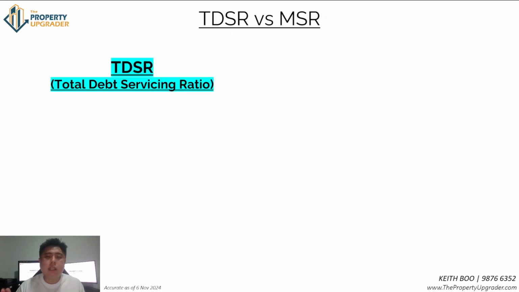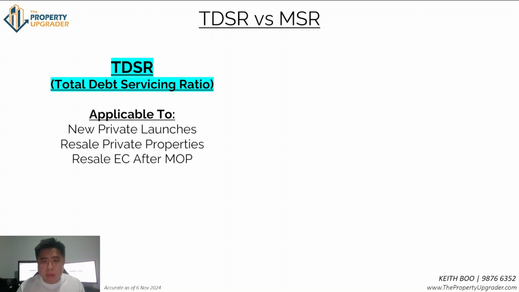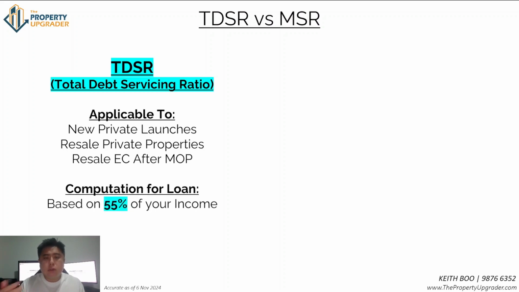Alright, so TDSR is what we call the total debt servicing ratio, and it is applicable if you are looking to buy a new private launch, a resale private property, or a resale EC after it has met its 5 years MOP. So practically all the private properties in the current market. If you are looking to buy such a property now, you'll be taking your loan based on TDSR. The computation for this loan will be based on 55% of your income.